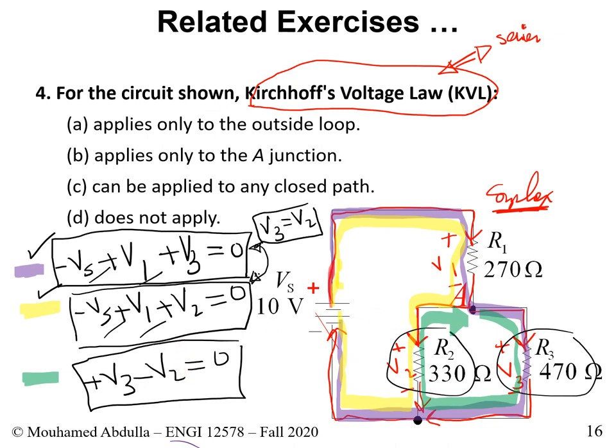Okay, so if we go now through the different options that we're given, let's just see which one makes sense and which one doesn't. So right now, for the circuit shown, does KVL apply only to the outside loop? No, that's not true. Outside loop in addition to others. So A is wrong. Applies only to the junction here. That's also not true. If you have a junction, it's because you are looking at KCL. So anytime we talk about junctions or nodes and current that flows into a node and current that leaves a node, we're talking about KCL. So this is not KVL. So B is also not true. Can be applied to any closed path. This seems to be the correct answer. So it's really C. Like we showed you, KVL would work for any closed path. Does not apply? Well, that's also not true. So the answer is really C.